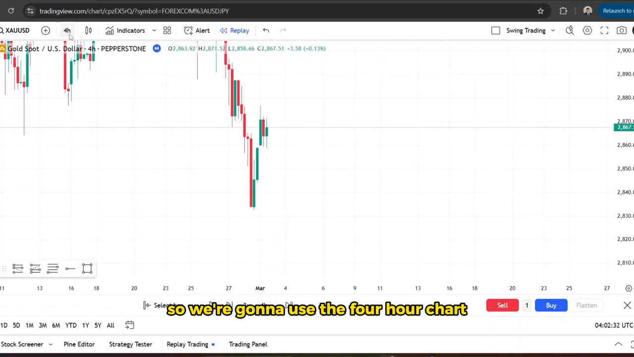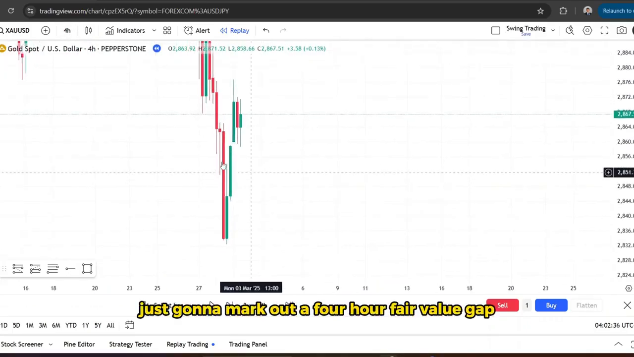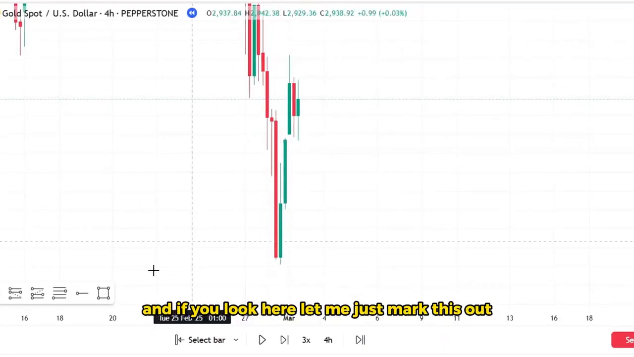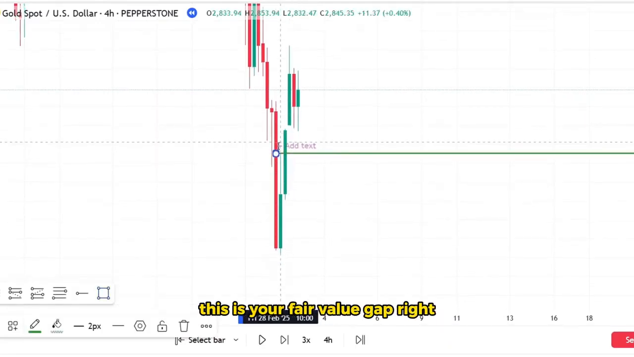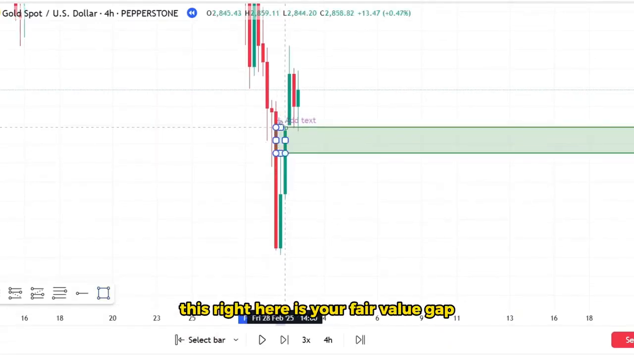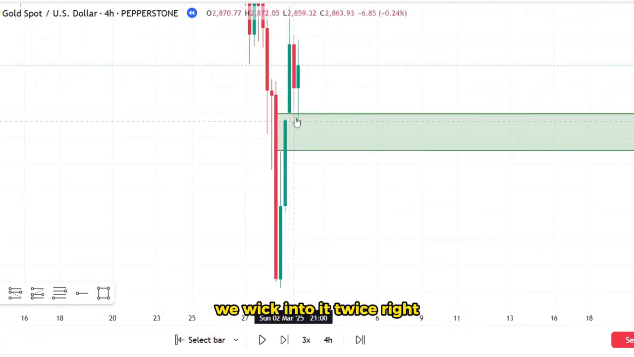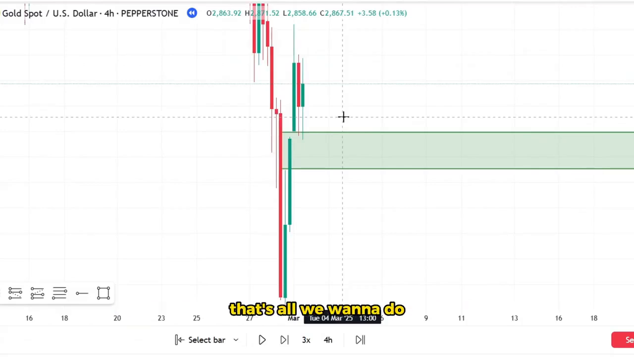So we're going to use the 4 hour chart, and what we're going to do is we're simply just going to mark out a 4 hour fair value gap. That's all we're using the higher time frame for. And if you look here, let me smart this out. This candle wicks high here, and this low here, this is your fair value gap, right? This right here is your fair value gap. And if you notice on the 4 hour chart, we wick into it twice, right? Now, all we care about is we just want to mark out the 4 hour fair value gap. That's all we want to do.